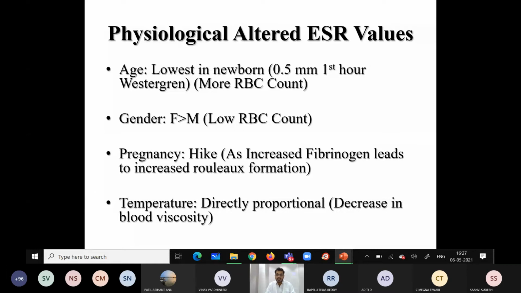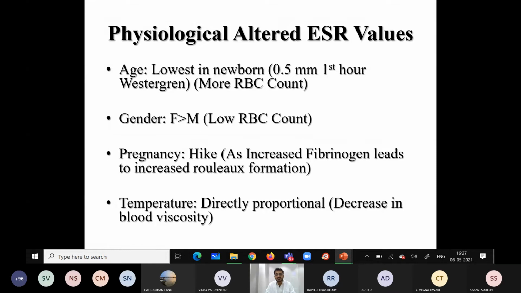Please keep in mind, age: lowest in the newborn, it is 0.5 mm at the end of first hour by Westergren method. Why is it so? Due to the more RBC count. Gender is another thing. Females' value will be more than males because females have a low RBC count. Pregnancy: in pregnancy the ESR will be increased because the increased fibrinogen levels will lead to increased Rouleaux formation. Temperature, it is directly proportional.